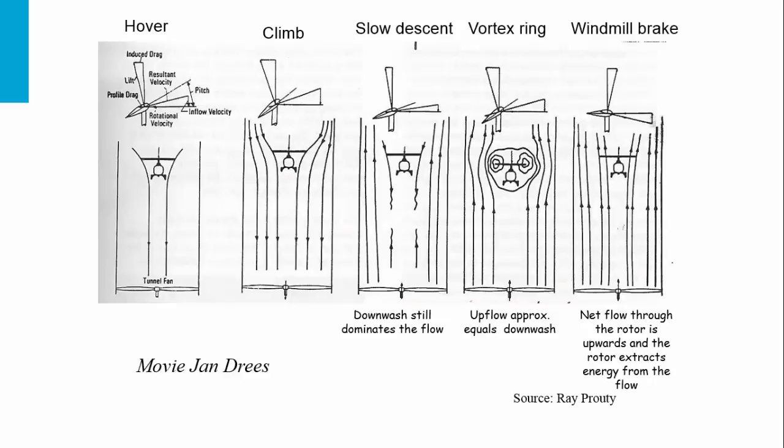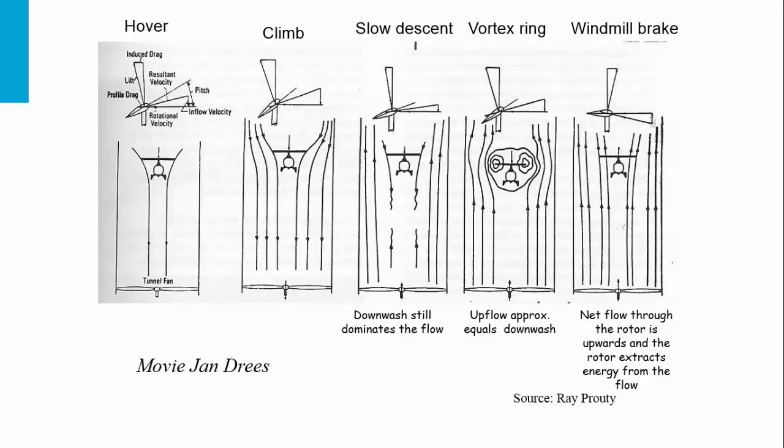So the helicopter is going from hover into a climb. In the same way, the wake is contracting down in the wake. Then the slow descent, where the downwash still dominates the flow. Then the vortex ring state, where the upwash is approximately equal to the downwash, and the windmill brake, where the net flow through the rotor will be upwards and the rotor will extract energy from the flow.